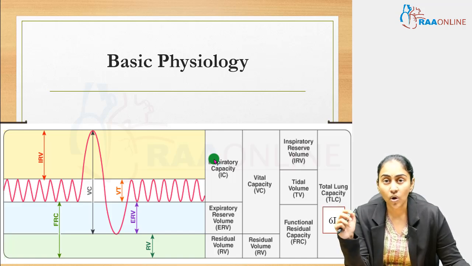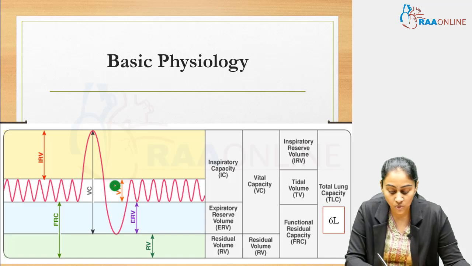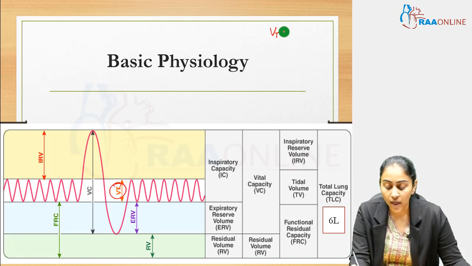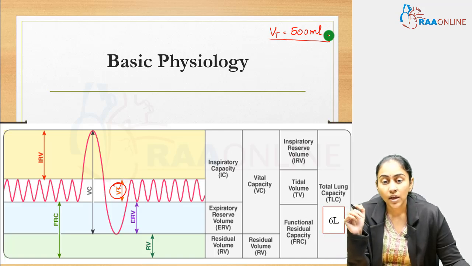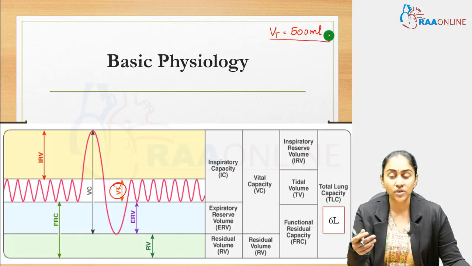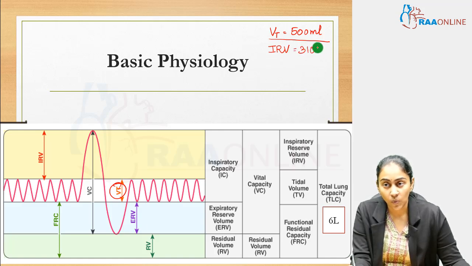Now, the amount of breath that we take in during a normal inspiration or a normal expiration is called the tidal volume. The tidal volume is usually 500 ml. This is a normal amount of air that is taken in during a normal inspiration, and hence it's going to be equal to the amount of air expelled during a normal expiration. The amount of air that we take in over and above the tidal volume during a forced inspiration makes up the inspiratory reserve volume, IRV. This is going to be 3100 ml.